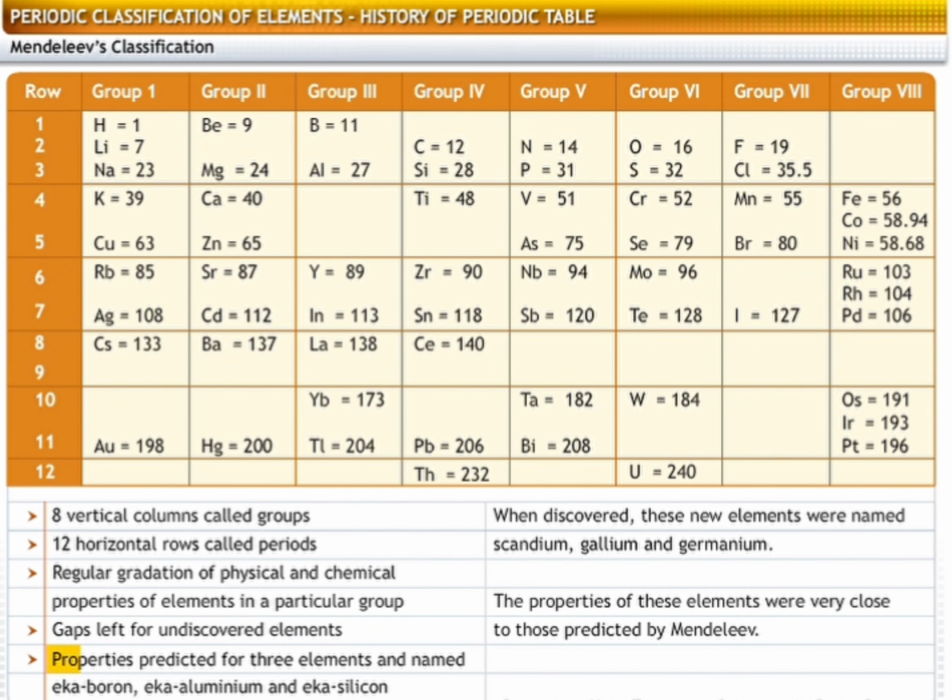The table helped predict the properties of 3 elements. These elements were named Eka-boron, Eka-aluminium, and Eka-silicon. When these elements were discovered, they were named scandium, gallium, and germanium. The properties of these elements were very close to those predicted by Mendeleev.